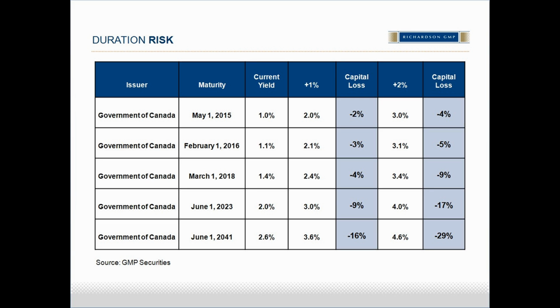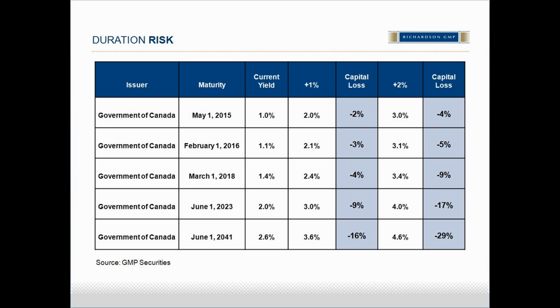Higher interest rates mathematically equate to a lower bond value, and the longer the bond maturity, the greater the impact negatively on the value of the bond. This slide illustrates the math. If we look at the line right at the bottom of the slide, that's referring to a Government of Canada bond coming due June 1st, 2041, which is 28 years out. The current yield a couple of weeks ago was 2.6%. The question is, what is the impact of a 1 or a 2% increase in interest rates on the value of this bond?